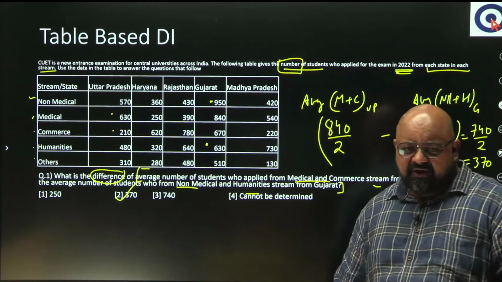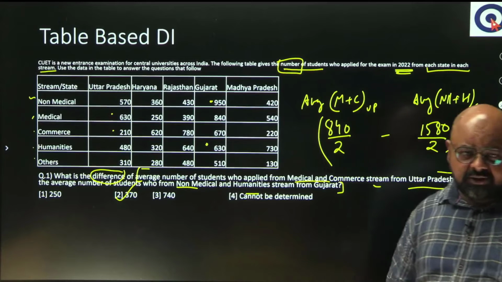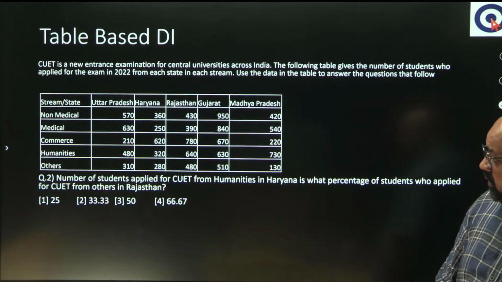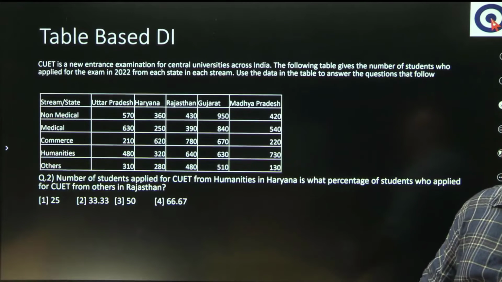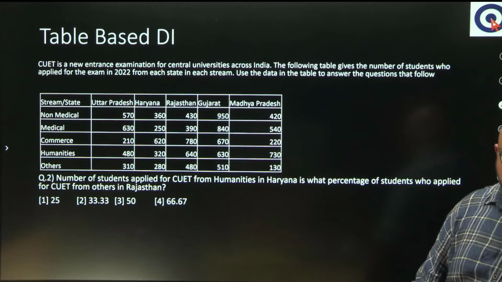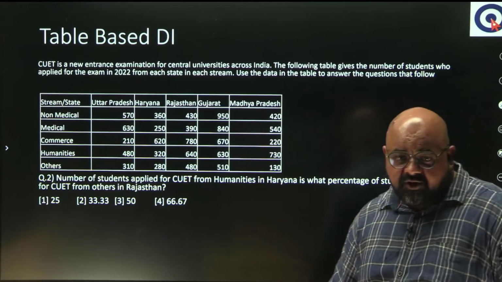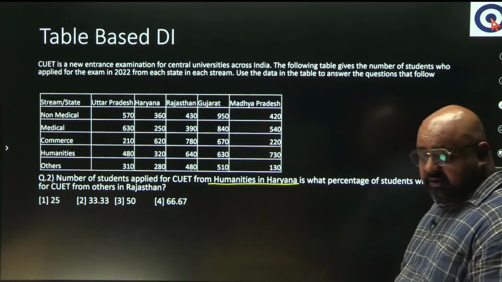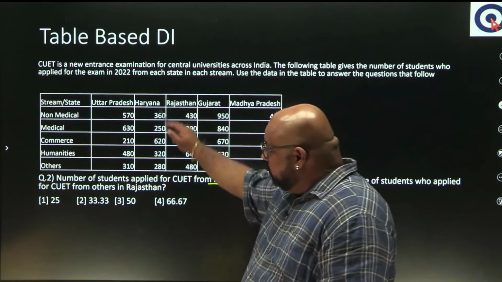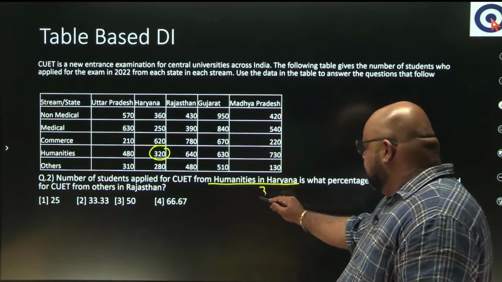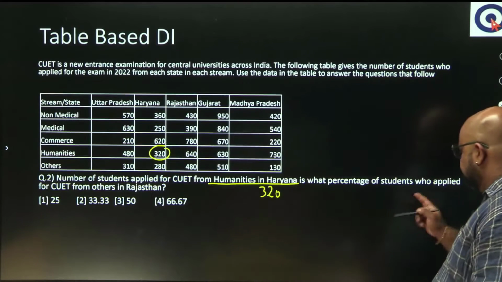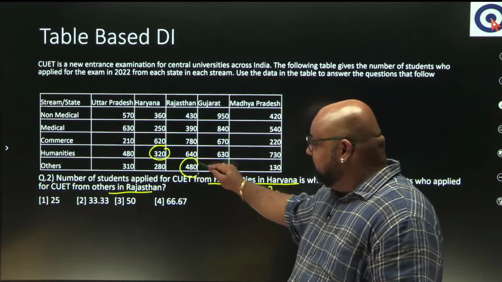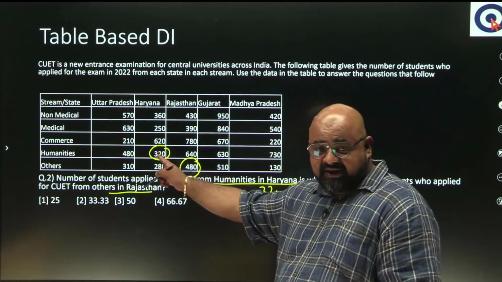Again, a straightforward question, just put in the numbers and calculate. Something that should be done in the exam. The second question then, great. The information remains the same. The second question is: the number of students who applied for CUET from humanities in Haryana, 320, is what percentage of students who applied for CUET from others in Rajasthan. So I have to calculate this number as a percentage of this number.